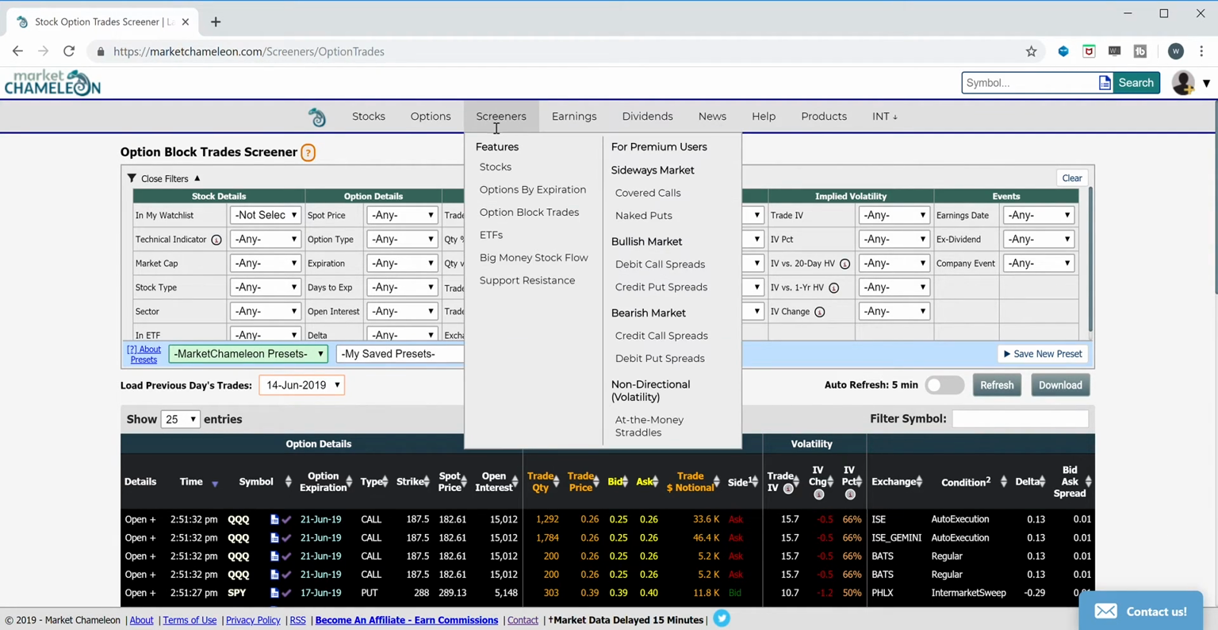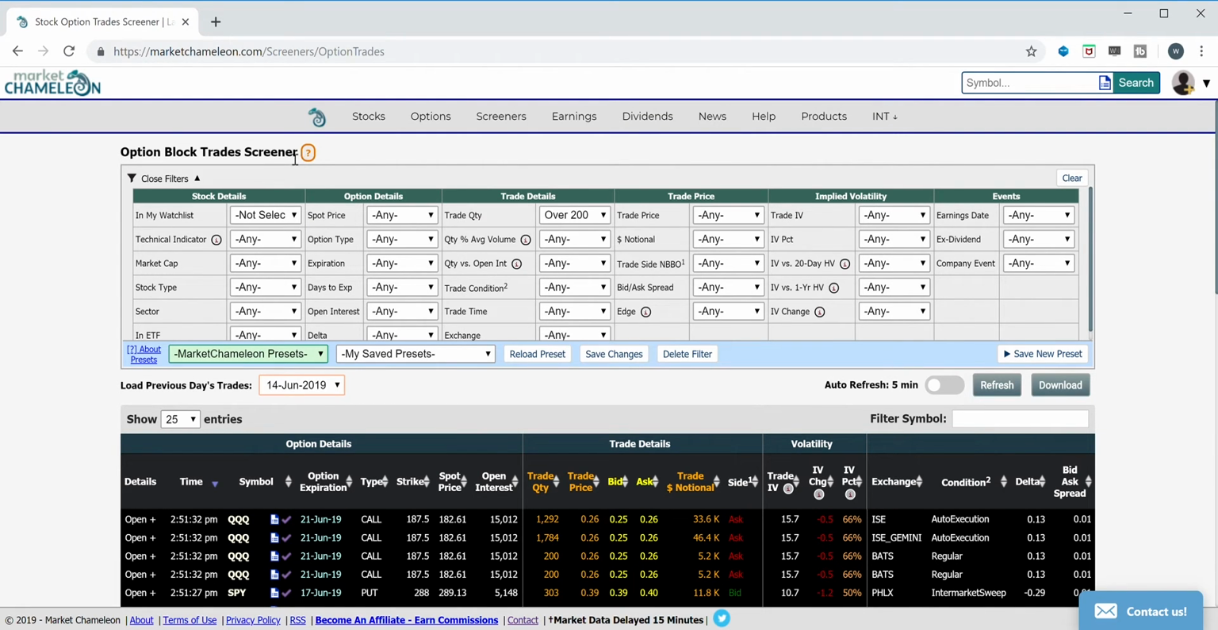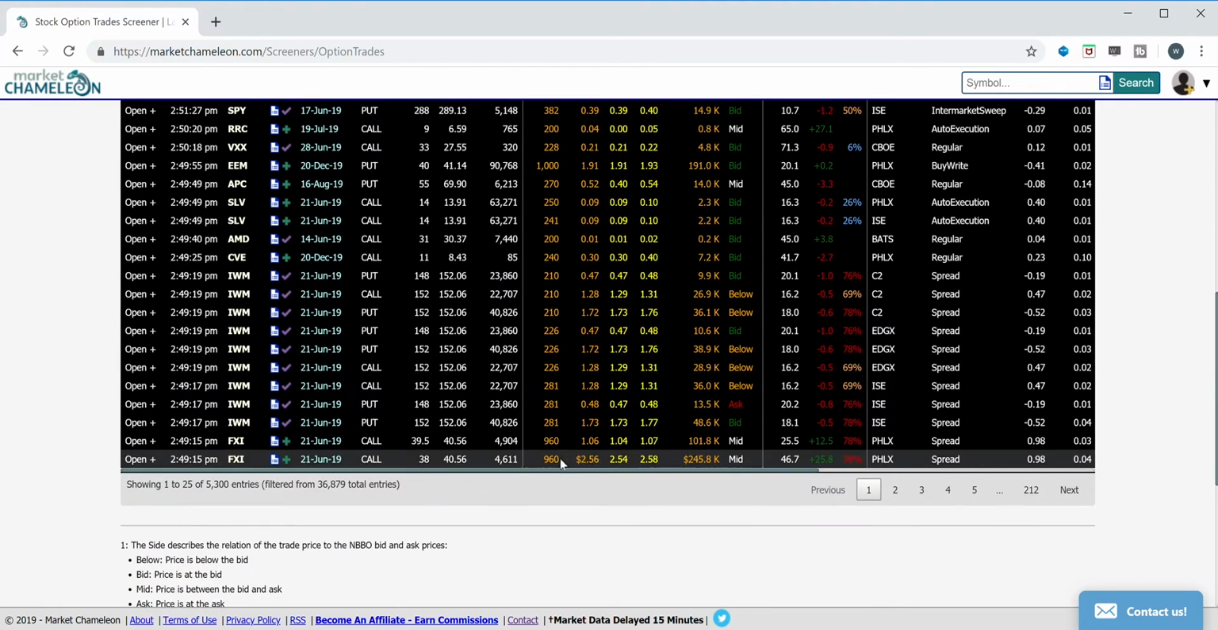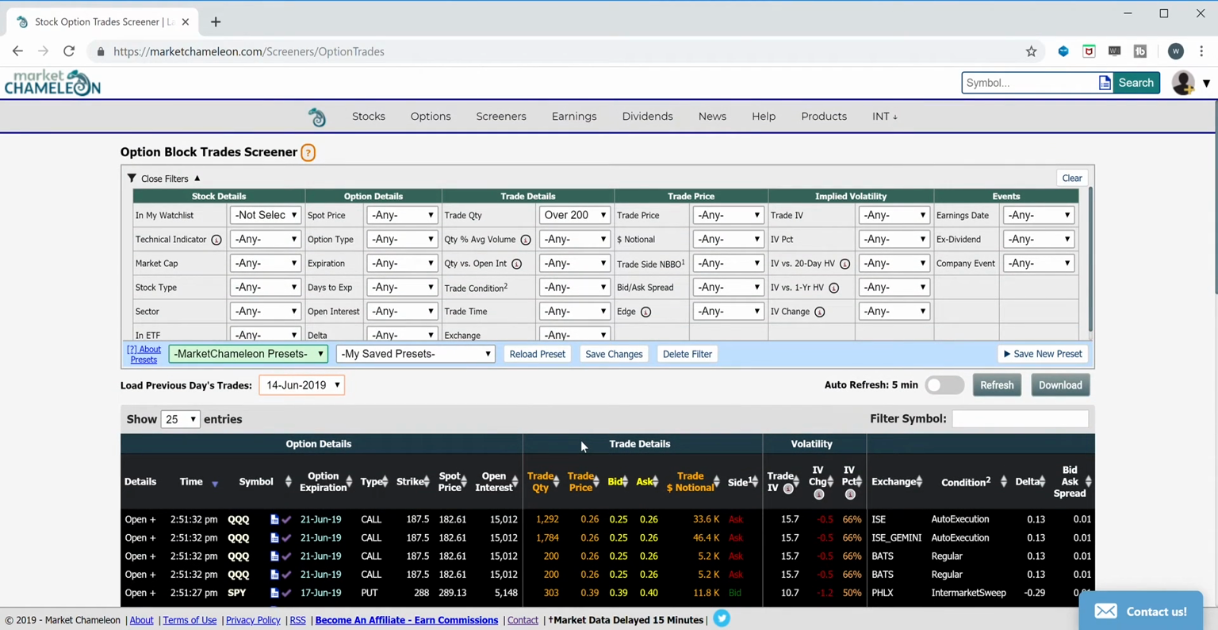I wanted to share a scan with you using the option block trade screener. The option block trade screener is a list of large option block trades trading throughout the day, currently over 36,800. Typically, traders will use the screener to either generate trade ideas or look for insights into what's trading in the marketplace. The demonstration today, we're going to try to scan for an unusual trade quantity or trade size.